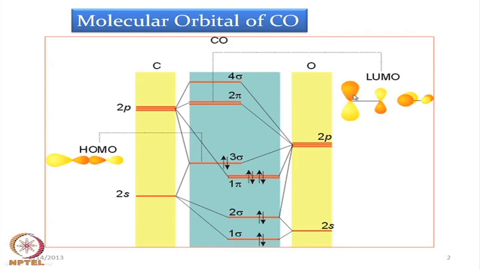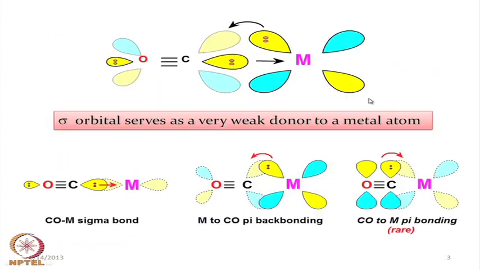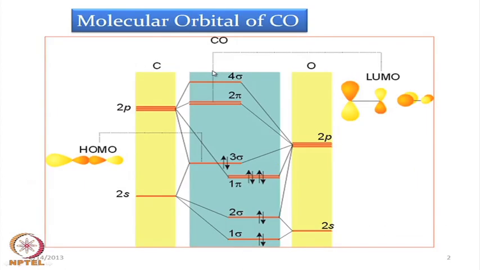That means they are in their pi star level. So, this is the basic diagram for that. When we have this, that means when the corresponding 3 sigma level is utilized for donation, this orbital is utilized for donation to the metal side, and these orbitals are utilized for acceptance.